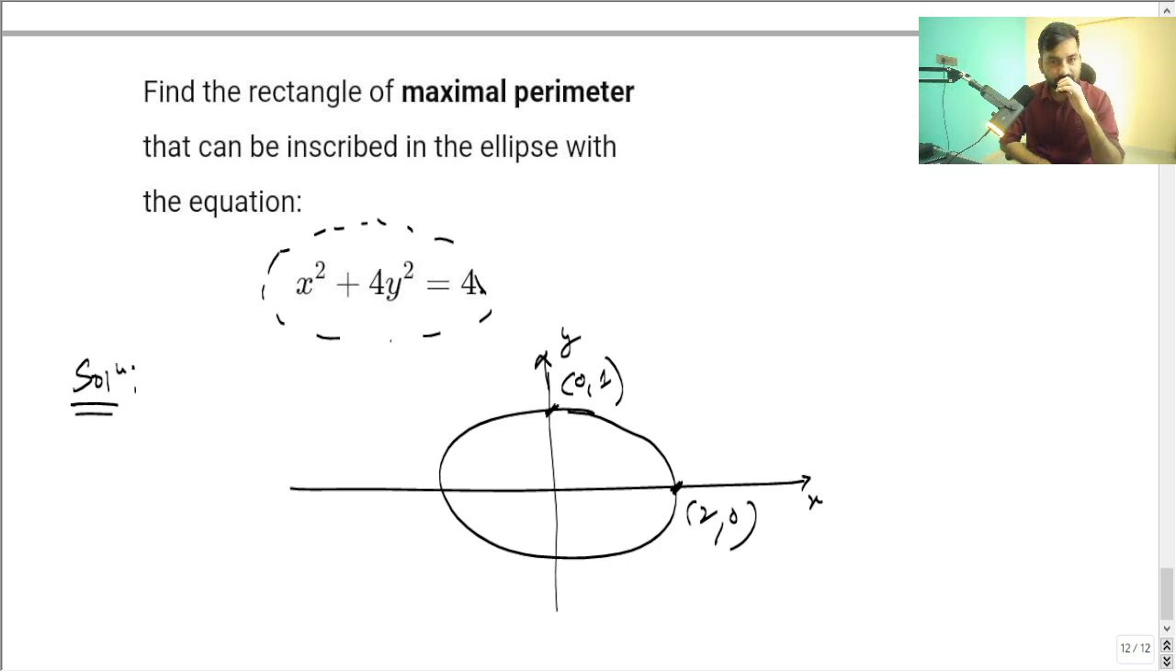Okay, now what you want to do here is you want to inscribe one rectangle, right, in the ellipse, inside the ellipse, right? Okay, so that rectangle will give you the maximum perimeter, right? So you can have many rectangles inside the ellipse, right? But you have to choose that rectangle that can give you maximum perimeter.